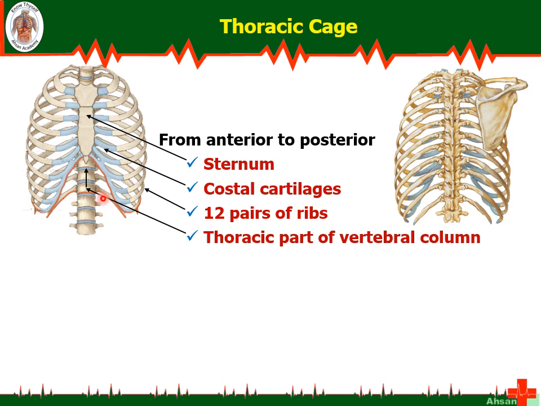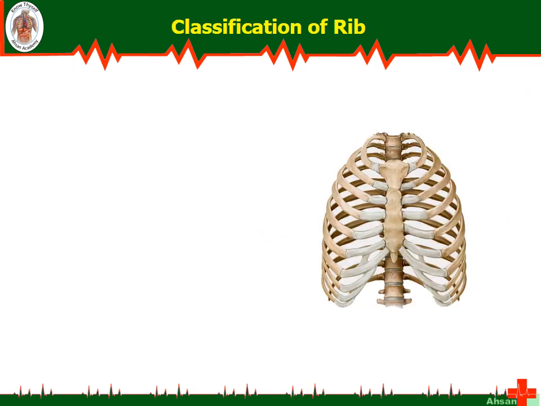These ribs are attached to the thoracic part of the vertebral column. This thoracic part of the vertebral column is formed by the 12 thoracic vertebrae, and in between them there are intervertebral discs. So in this way, the thoracic cage is formed. Ribs are the vital elements of this thoracic cage.